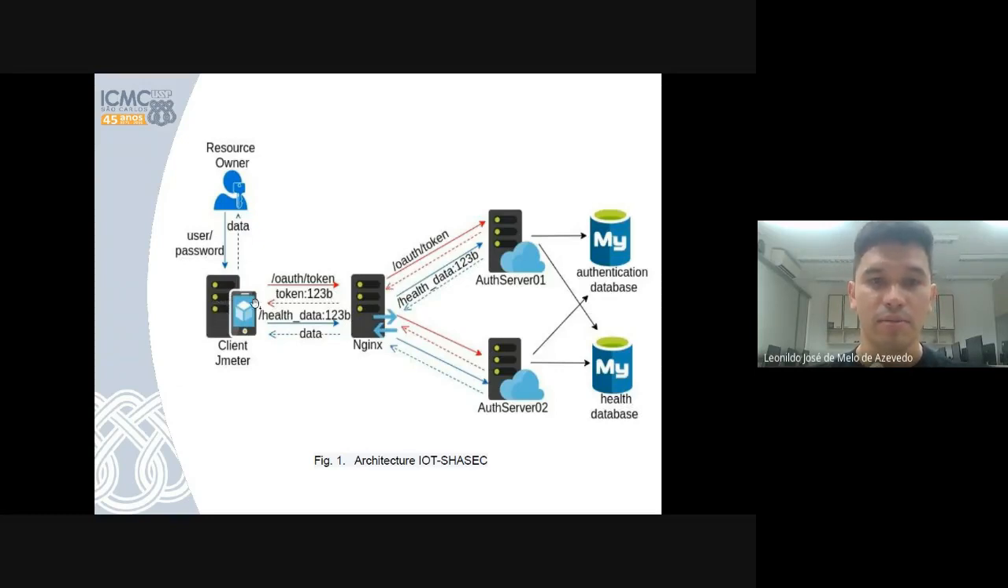And now, after the client gets the token, it can get the data following the same request path, and in this case the token comes together with the request. Then the broker, in the first case, only passes the request, or in the second case the broker makes a load balance between these two authentication servers, and then returns following the same path as before.